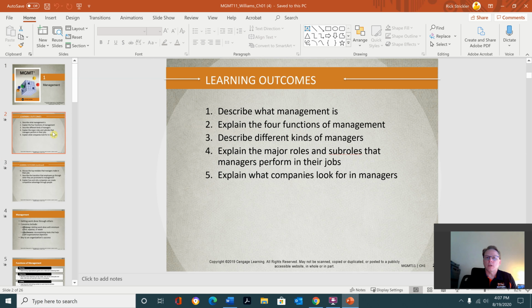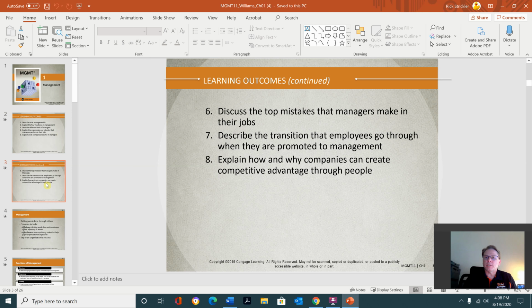In this chapter, the learning outcomes include: describe what management is, explain the four functions of management, describe different kinds of managers, explain the major roles and sub-roles that managers perform in their jobs, explain what companies look for in managers, discuss the top mistakes that managers make in their jobs, describe the transition that employees go through when they are promoted to management, and explain how and why companies can create competitive advantage through people.